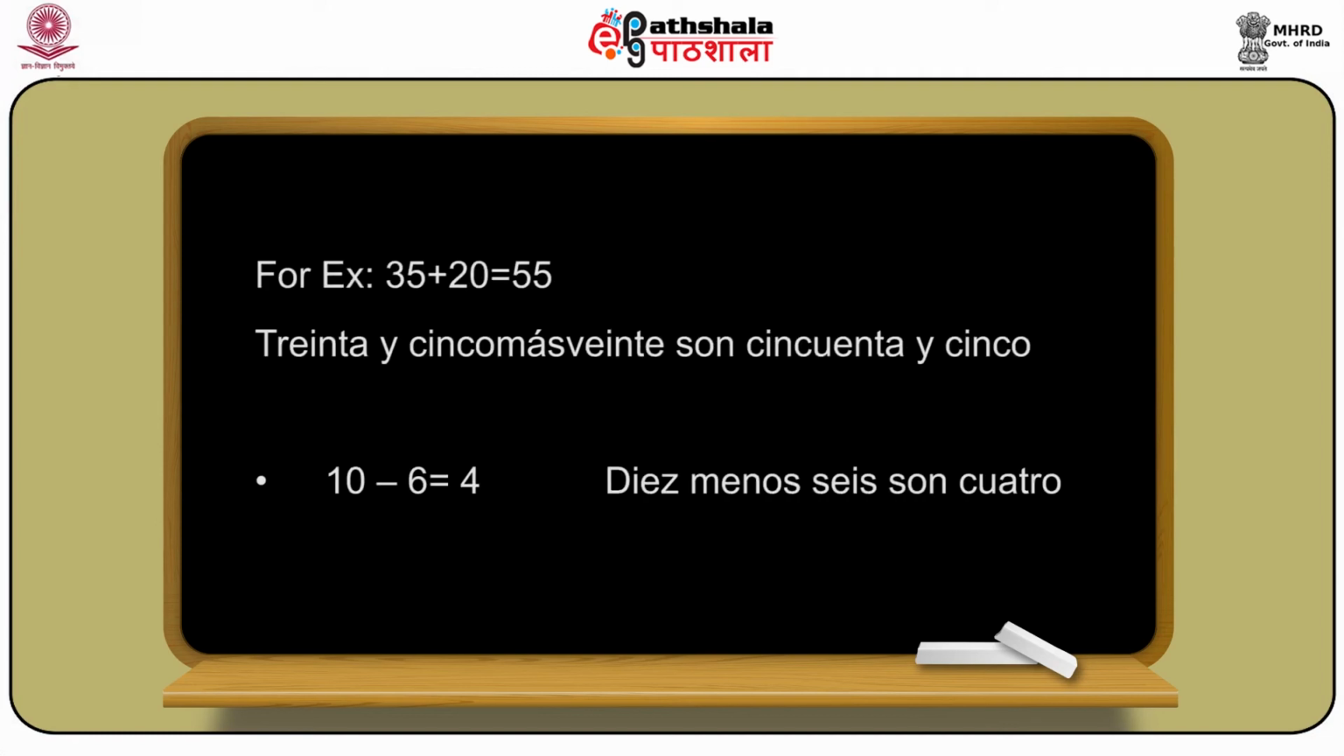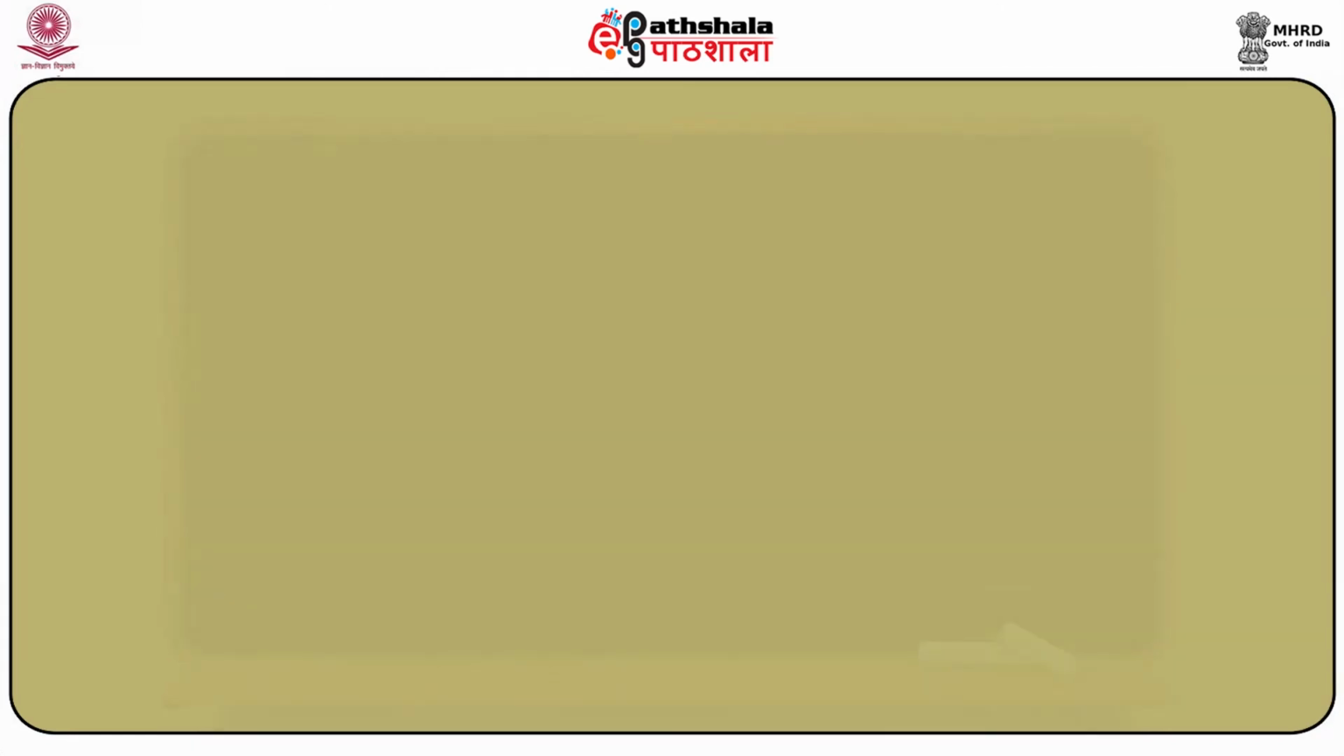So for example, if I say 35 plus 20 is equal to 55, this will be said as 35 más 20 son 55. And if I say 10 minus 6 is equal to 4, this will be said as 10 is 10, minus is menos, 6 is 6, so 10 menos 6 son 4. So for other signs also we do the same thing. That is, for multiply we will say the number, then por, and then the number, and when we want to say is equal to, that will be said as son, or es if the result is 0 or 1.